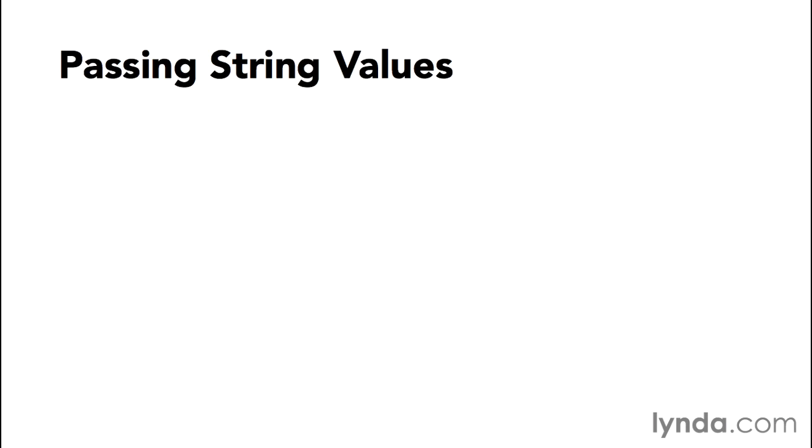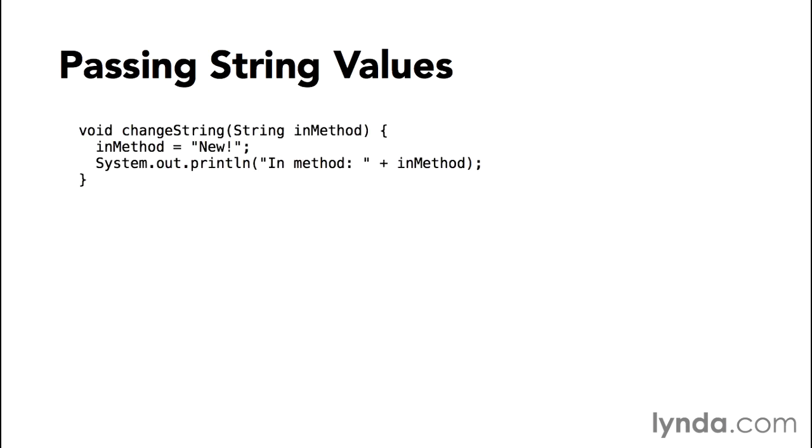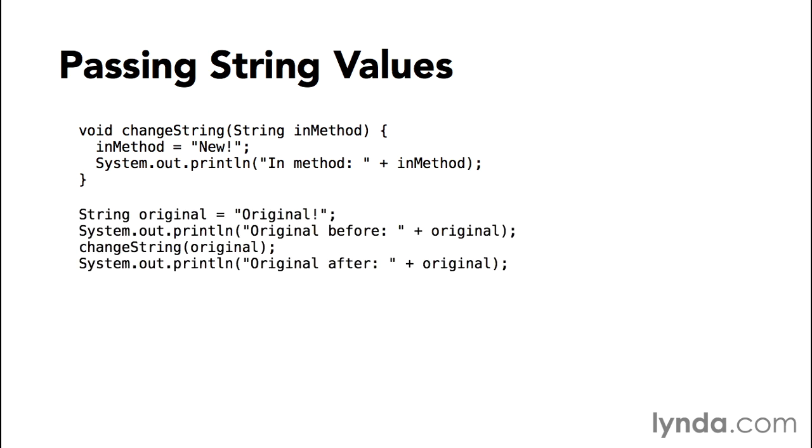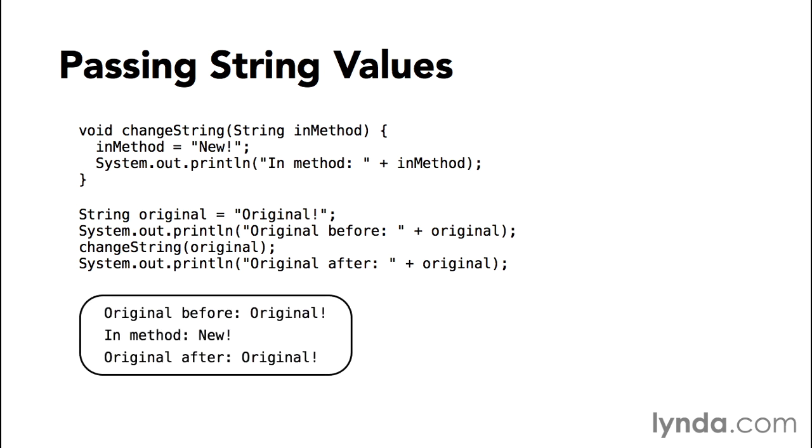Now, strings are a special case. Let's take a look at this example. I have a method named changeString, which receives a string as an argument. Within the method, it changes the value to a new string and prints it out. Here's my calling code. I create a variable named original and print it out. Then I call my method and I pass the value in, and then I return and I print it out again. And in this example, the string does not change.